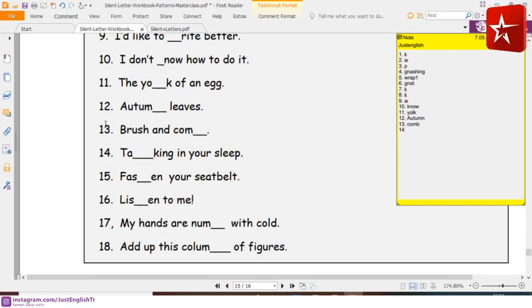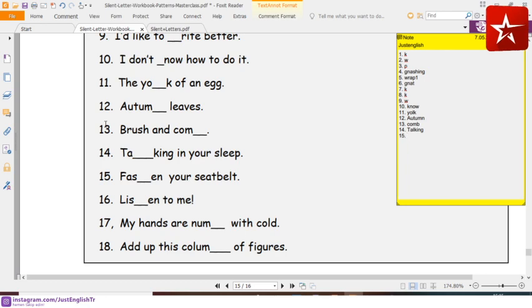Okay, number 14. I am waiting for your answers for 14. What should we write? It is a little bit different. Talking in your sleep. Talking. Yes, talking is a correct answer. Talking in your sleep means dreaming something and you talk while you are sleeping.